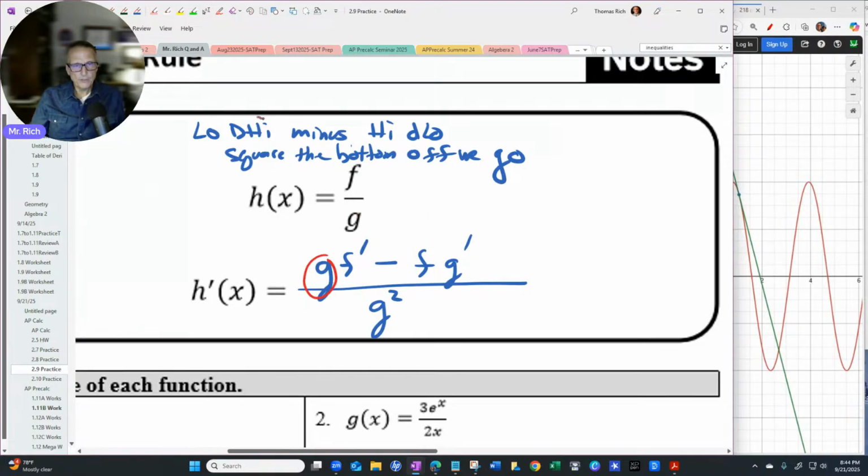D high means the derivative of the upper. Low, d high, minus high, top function, d low, derivative of the low. Square the bottom, off we go.